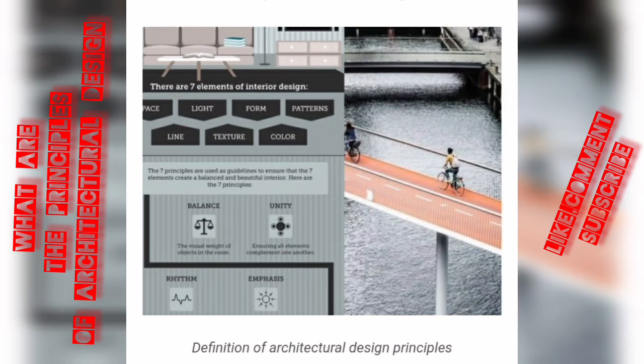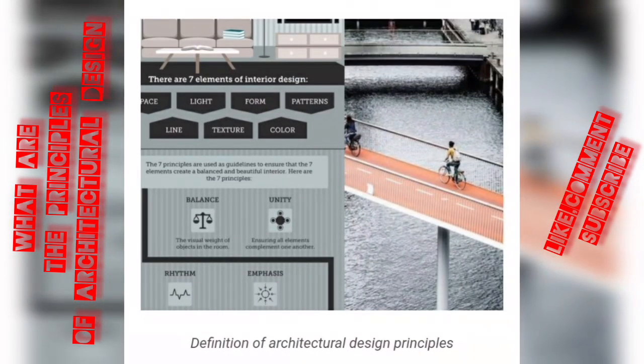Number 1, emphasis, balance, movement, rhythm, contrast, unity. Number 7, proportion and scale.